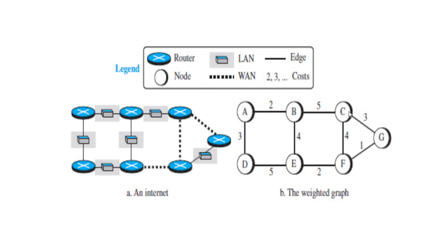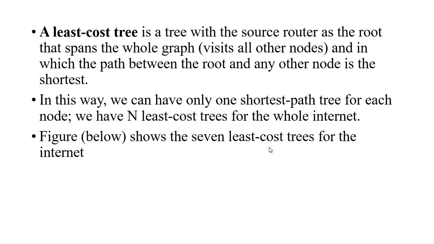Likewise, every node, that is every router, is linked with another router, and we have the weight values, that is the cost values. Therefore, a least cost tree is a tree with the source router as the root that spans the whole graph, and in which the path between the root and any other node is the shortest. Like in the previous example, the path between A and E is formed as the least cost from A to B and B to E. Here the source router is A. Likewise, many least cost trees can be formed from a weighted graph.